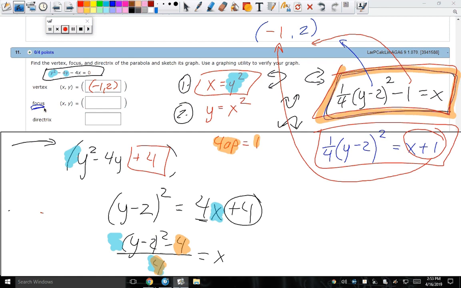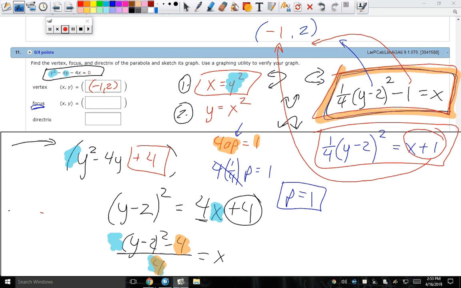All right, so let's find the focus. The focus will come from P. That means we must know A. What's A? 1 over 4. So 4 times 1 over 4 times P is equal to 1. Those cancel, so P is just 1. So from the vertex, I'm going to jump 1 unit. The question is, what direction?